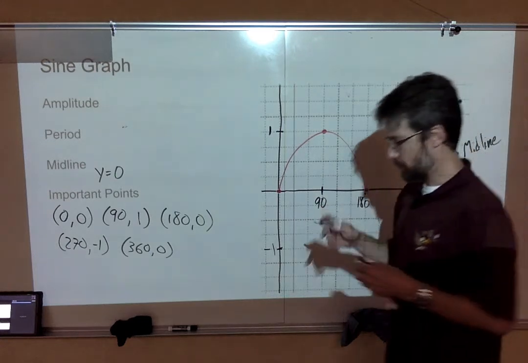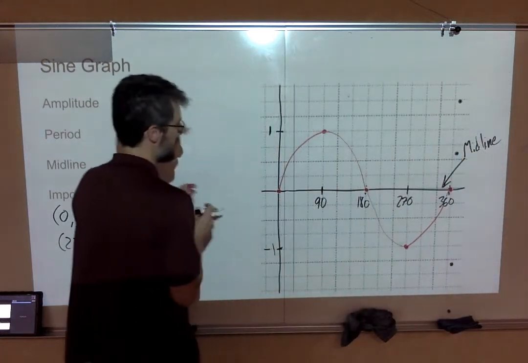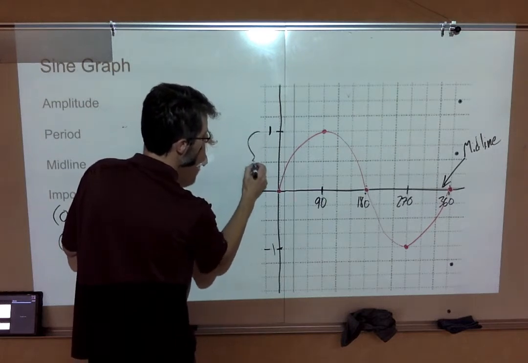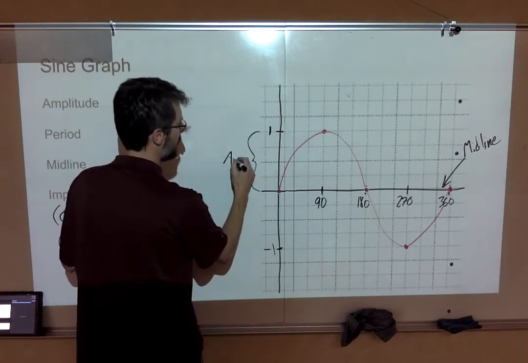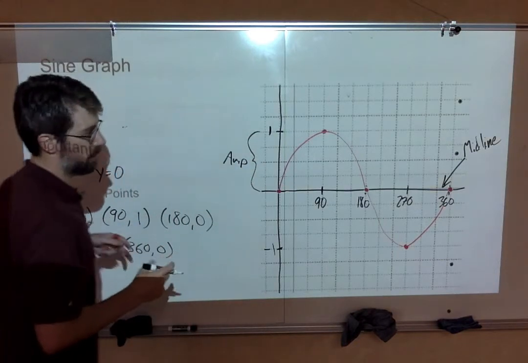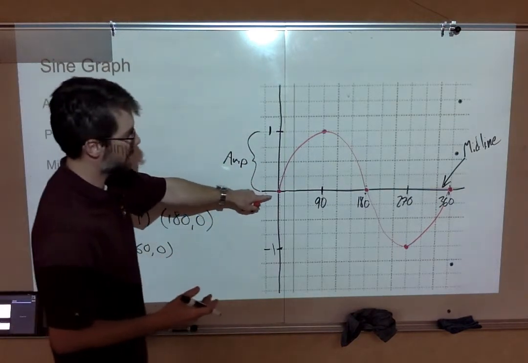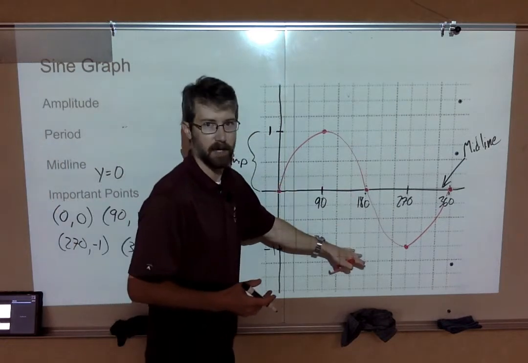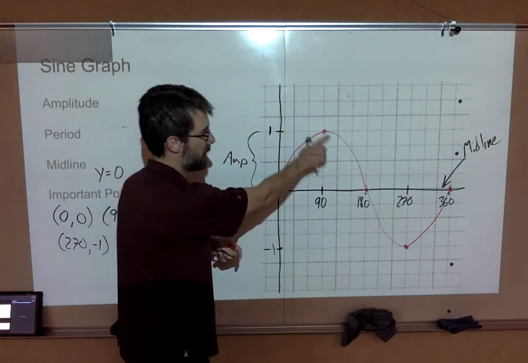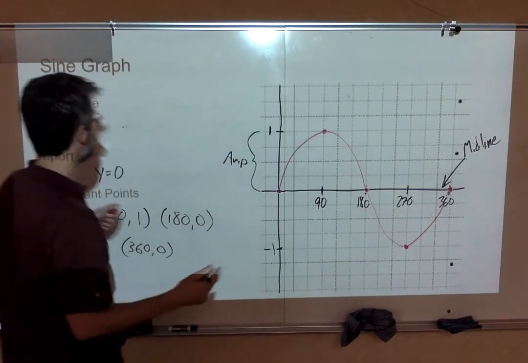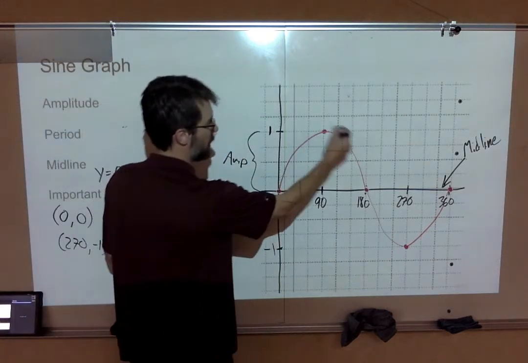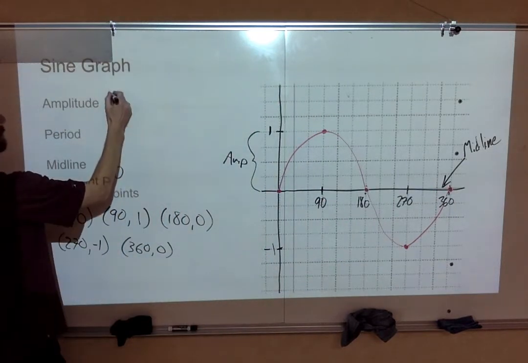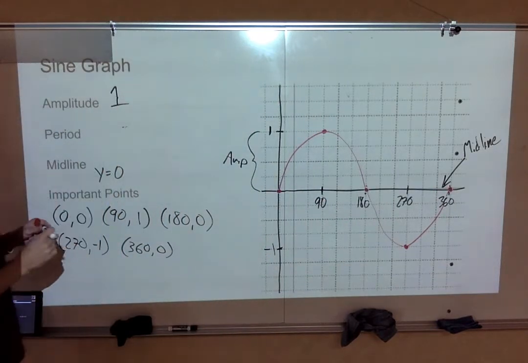The amplitude is the height from the midline to the top or to the bottom of this graph, right? So from the midline to the very top of the wave, from the middle to the top, or from the middle to the bottom. It's sort of half the distance from the very top to the very bottom. It's kind of like the height of one hill or the depth of one valley, if you want to think about it that way. So the amplitude here is 1.